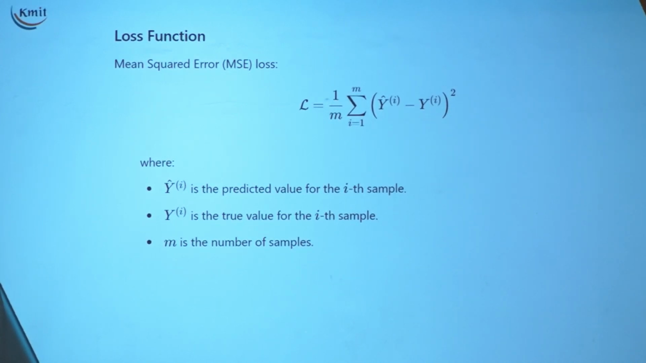We have to calculate the loss function. I have discussed 3 loss functions in the initial classes. One is mean squared error, which we use for what? Regression. The second one is cross entropy. We have 2 types of cross entropy: binary cross entropy and categorical cross entropy.